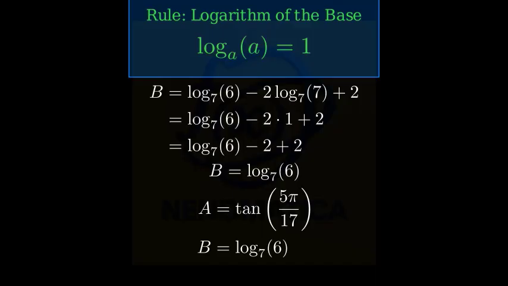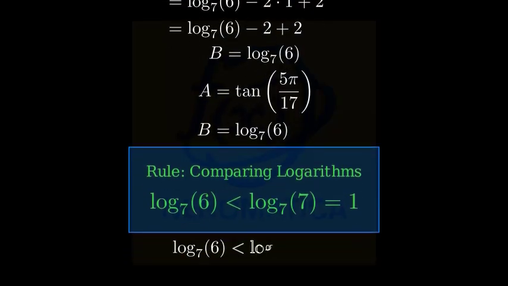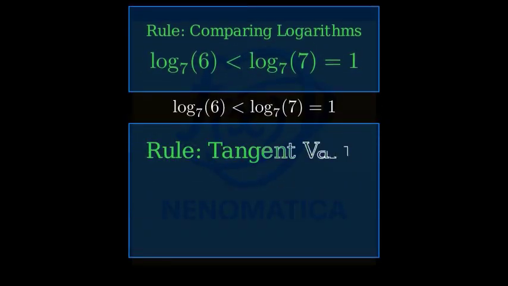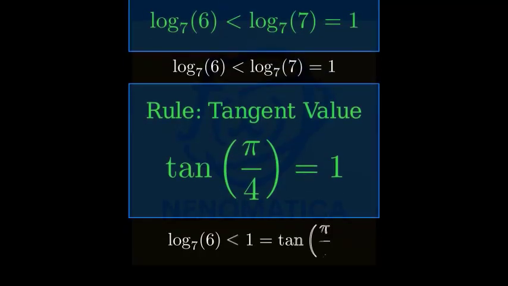To compare these values, we need to find a common representation. Let's note that logarithm base 7 of 6 is less than logarithm base 7 of 7, which equals 1. Also, we know that tangent of pi over 4 equals 1. Let's convert B to a tangent value. We can state that logarithm base 7 of 6 equals tangent of pi over 4. Actually, we can be more precise. Logarithm base 7 of 6 equals tangent of 5 pi over 20.